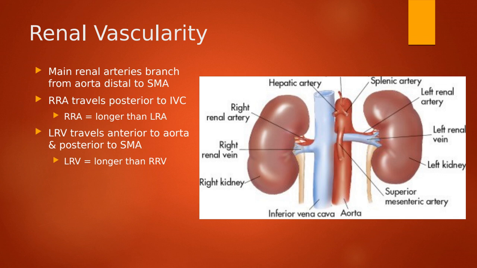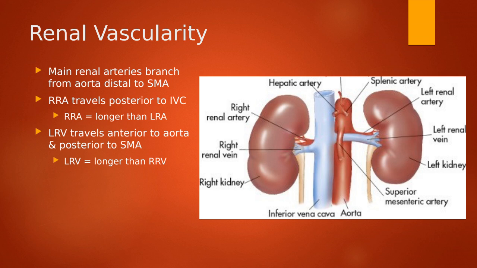So renal vascularity, kind of just recapping some of this here, our main renal arteries are going to branch from the aorta slightly distal to where the SMA is going to come off. Our right renal artery is going to travel posterior to the IVC, and it's going to be a little bit longer than the left renal artery because it has to travel further to get to that right side. It has to travel behind that IVC. It has to kind of travel and account for all the distance that the liver takes up.